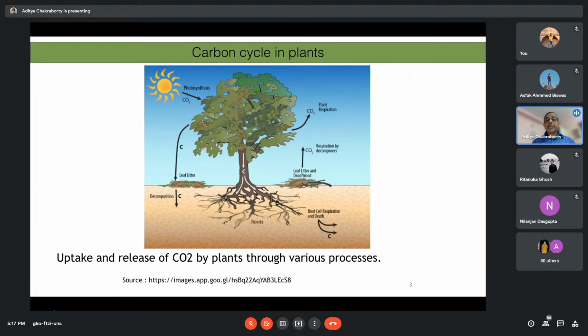But it may so happen that sometimes respiration, heterotrophic respiration in addition to autotrophic, may play a significant role. In that case, the total amount of respiration may exceed the total amount of carbon absorbed, and the forest ecosystem may act as a source of carbon. This point is very significant, especially in the context of Kaziranga National Park, which I will come to later.